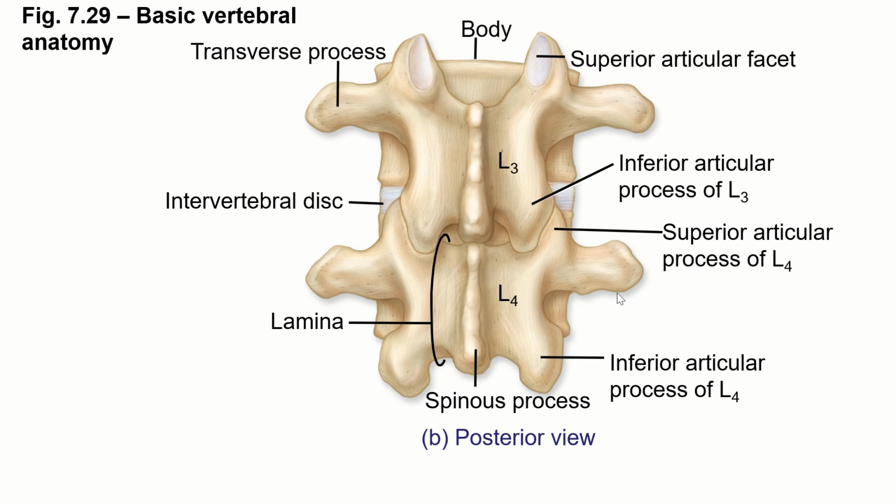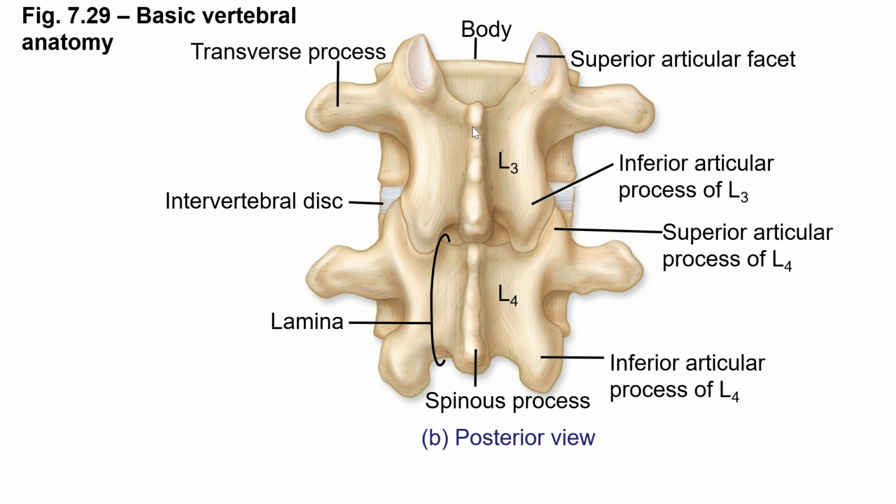So we've got the process, the facet, and then the lamina and the pedicel, and that's all of those things on that. Okay, so when we put two vertebrae together, the superior processes go up, the inferior articular processes go down. Here we have L3, the third lumbar vertebra, and the fourth lumbar vertebra. You can see that here, the superior process of L4 is articulating with the inferior process of L3. And then here, this is the inferior articular process of L4. It would articulate with the superior articular process of L5.